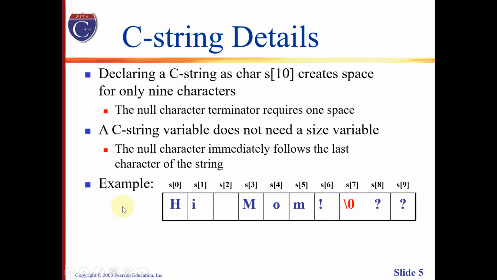Let's take a look at this example. As you can see here, the entire size of the C string variable was not consumed. As we can see here, following the last character in this string is the terminator, which is in this case the character located at index 7.